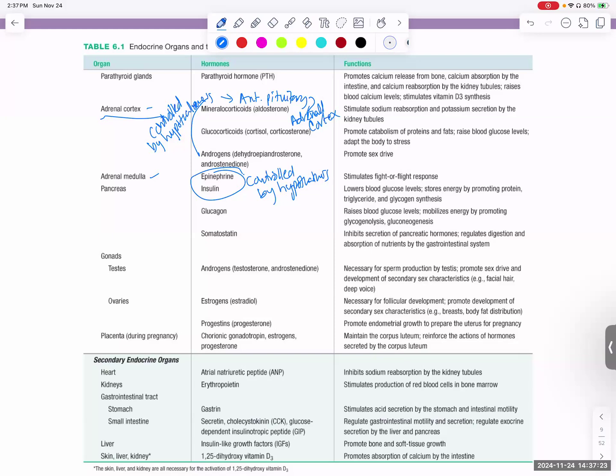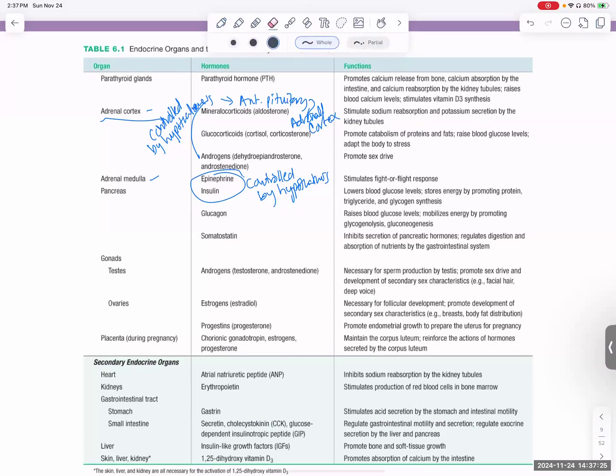Pancreas is insulin and glucagon, somatostatin. We're really focusing mostly on insulin. Most people don't have a problem with low blood sugar, which is what glucagon helps to restore back to normal levels.